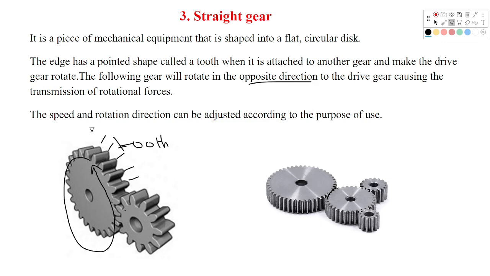The speed of rotation can be adjusted according to the purpose of its use. So you can increase the speed of rotation according to the purpose. Basically these are gears and that's how they work. These parts we call the tooth. They are flat and circular, and for them to work, you need to attach them to another gear, and they move in opposite directions. So this will move this side, and this one will move on the other side, just like that.